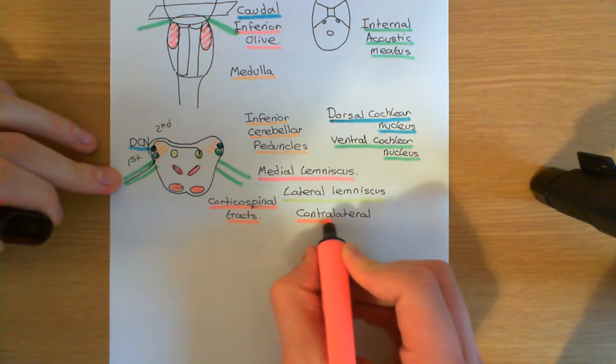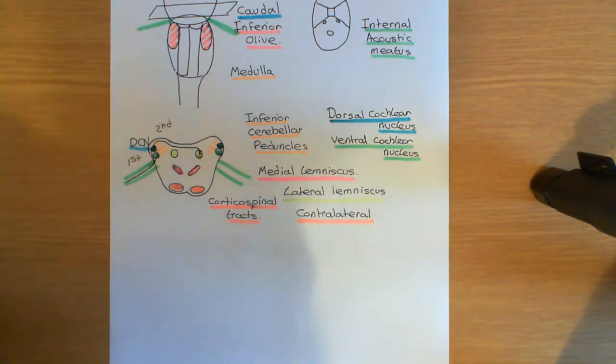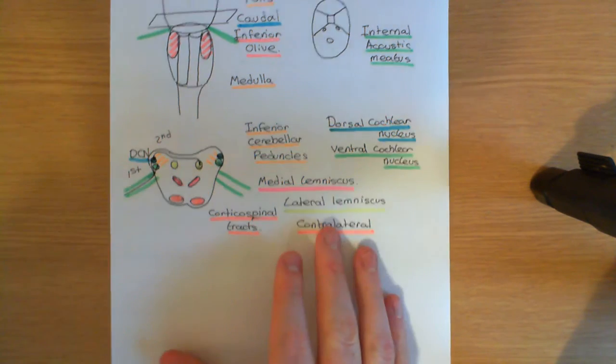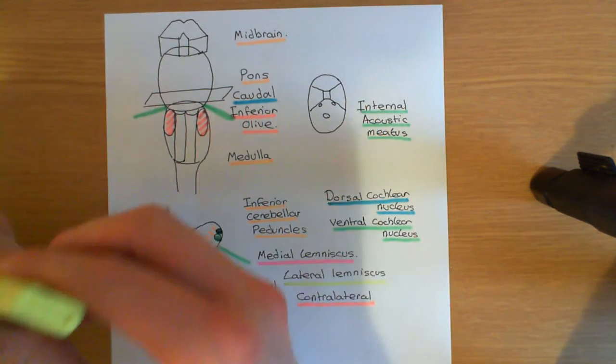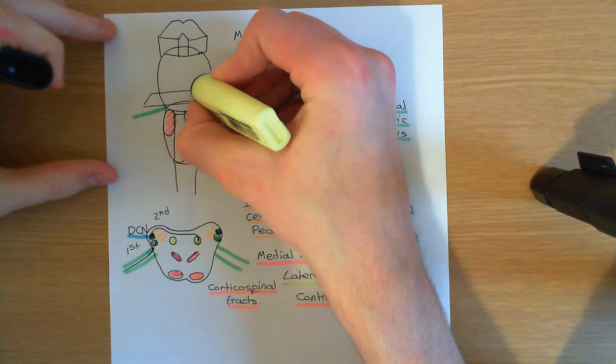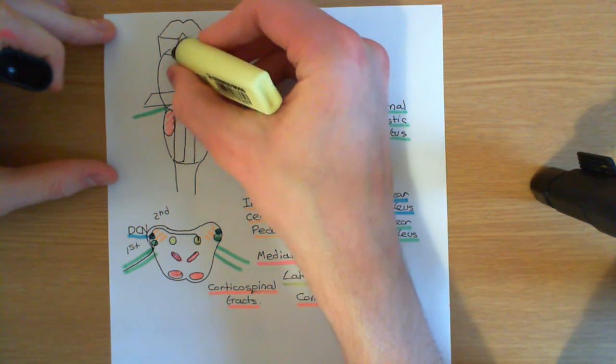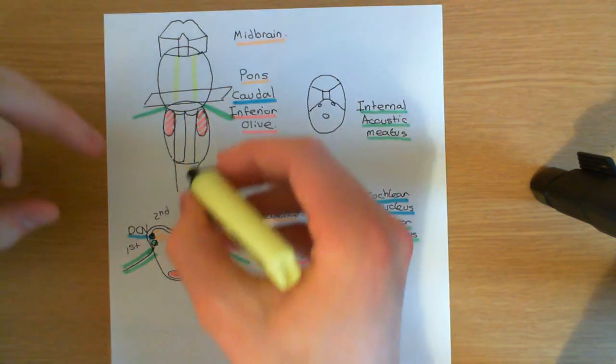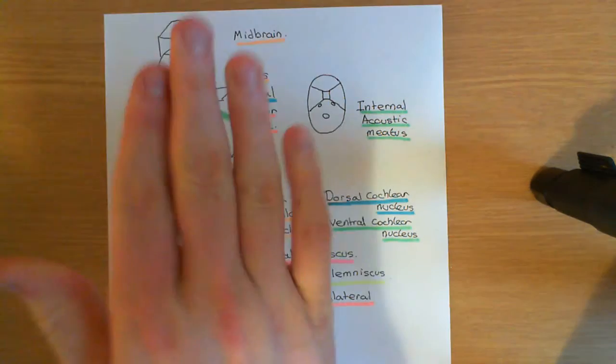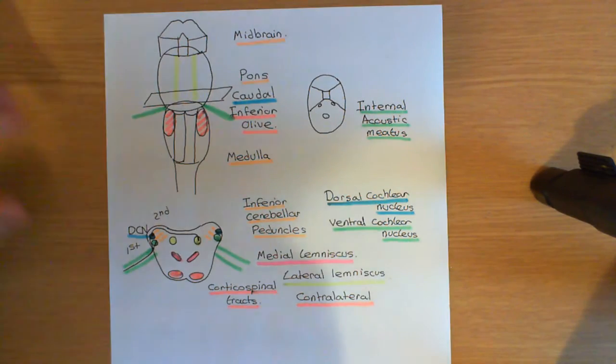Okay, so it goes into the contralateral lateral lemniscus, and it's then going to ascend up. So the lateral lemniscus, going back to this picture up here, is going to ascend up the pons, on both sides of course, so both of the lateral lemnisci ascend up, and they're going to go into the midbrain, and they're going to end up with the inferior colliculus of the midbrain.